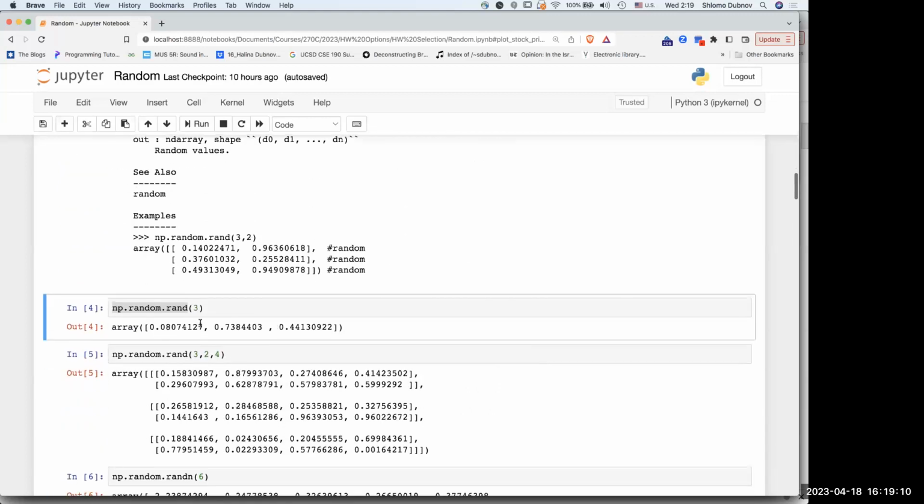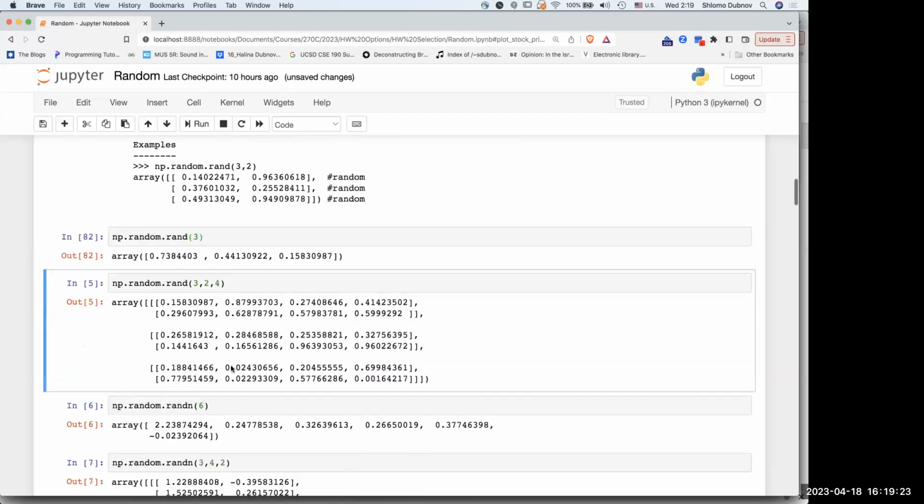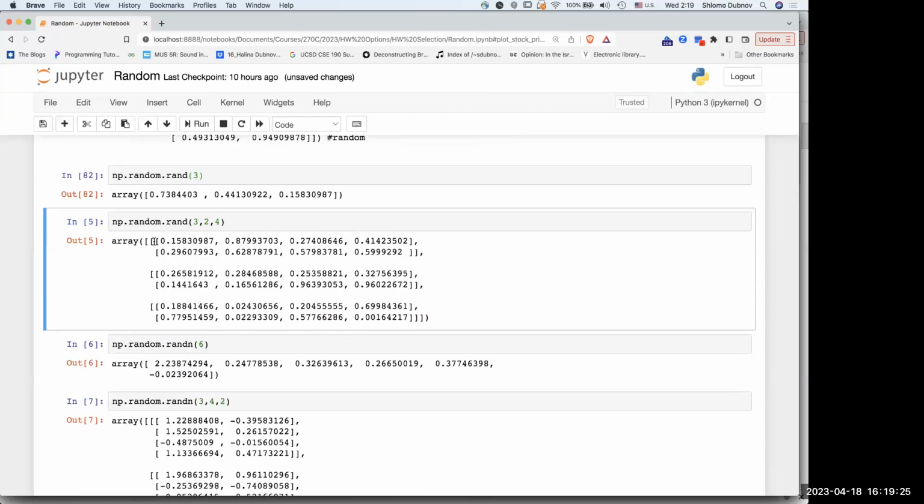So uniform means that you basically have equal probability for any number between 0 and 1. In this case, we generate 3 numbers. If you run this again, you'll get a slightly different set of 3 numbers. Again, you can have a uniform distribution, but because it's uniform, it doesn't have mean or variance, it's already fixed between 0 and 1.